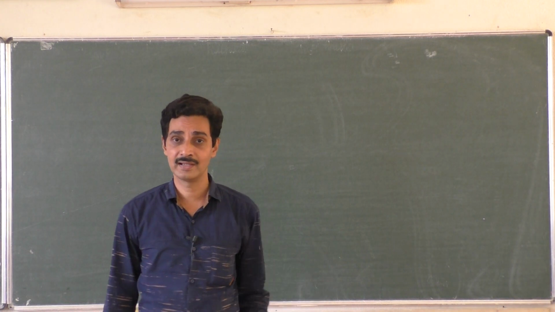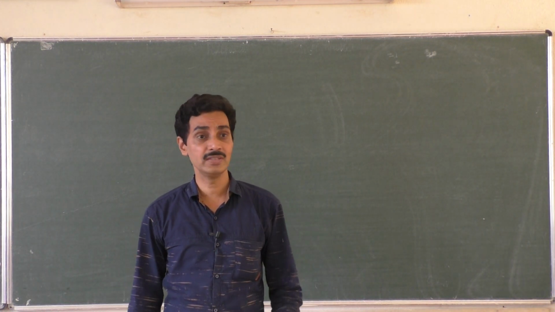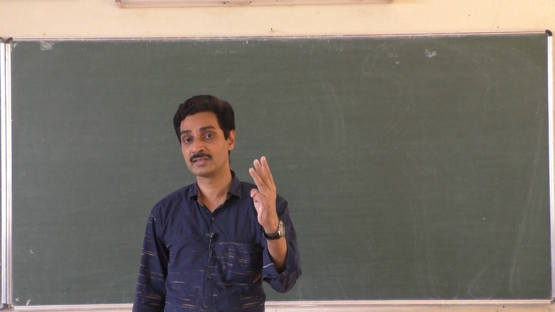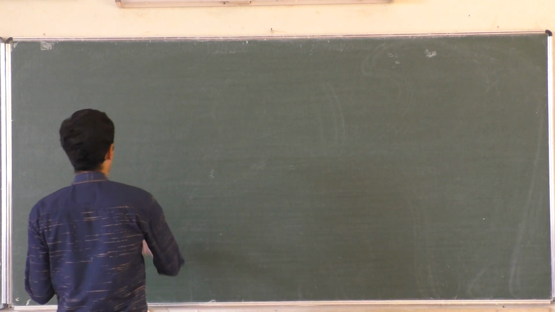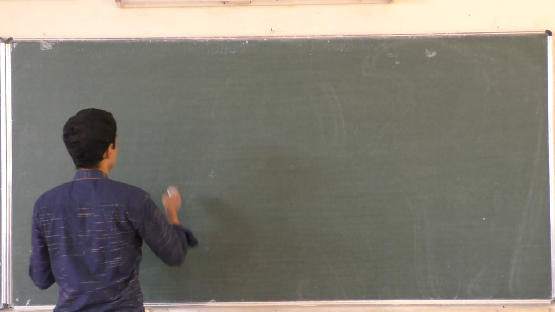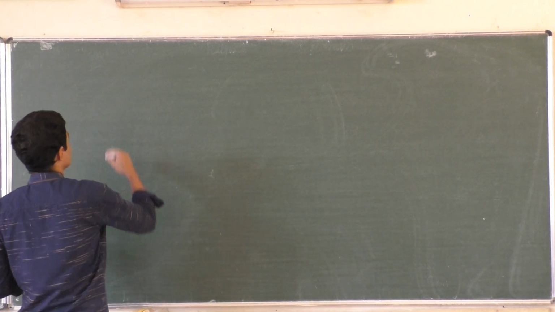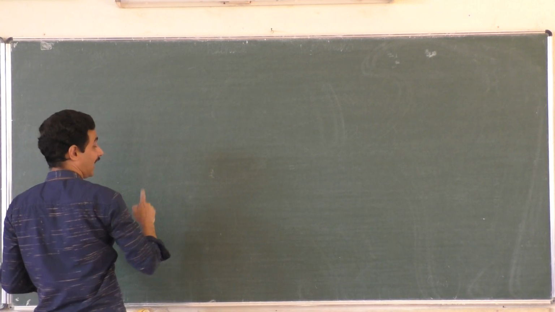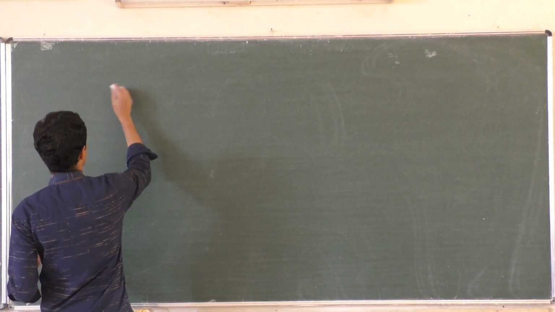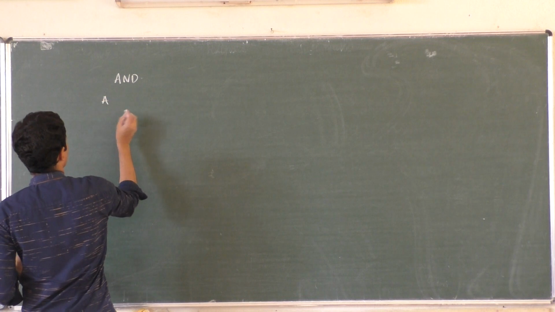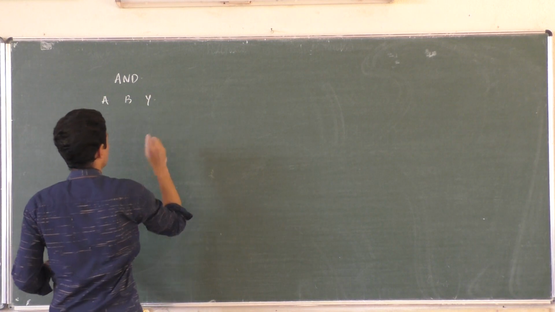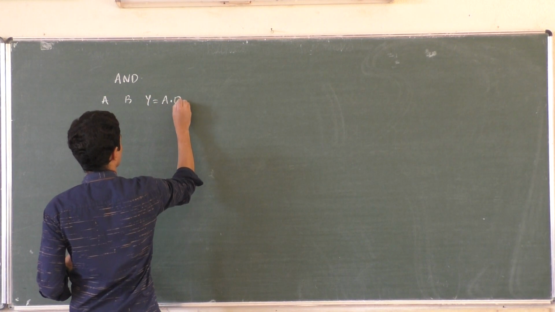The computer world is entirely different. It realizes everything using three basic electronic circuits called logic gates. What are the three basic logic gates? AND, OR, and NOT. So what is the AND gate? You know how to realize it: inputs A and B, output Y. The output is A dot B.